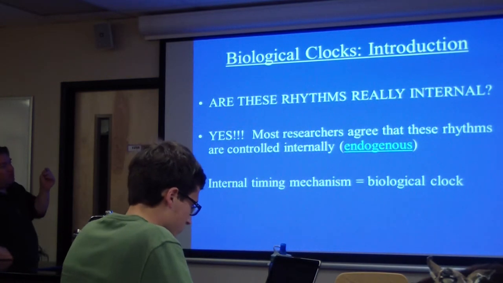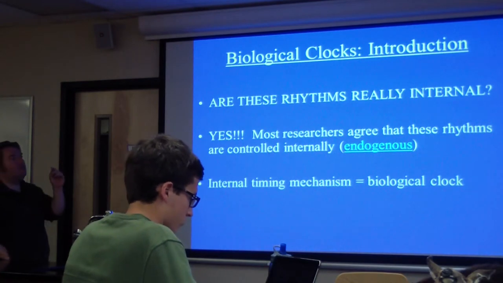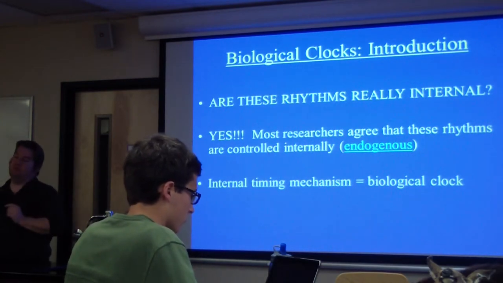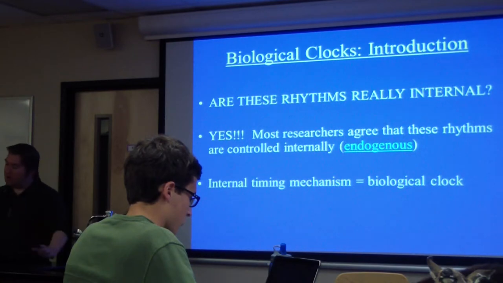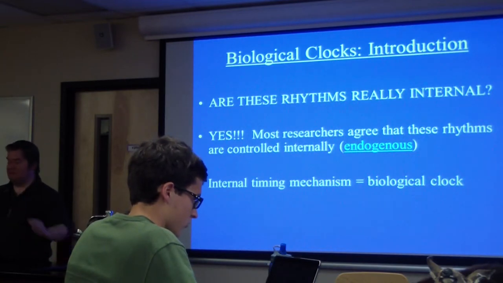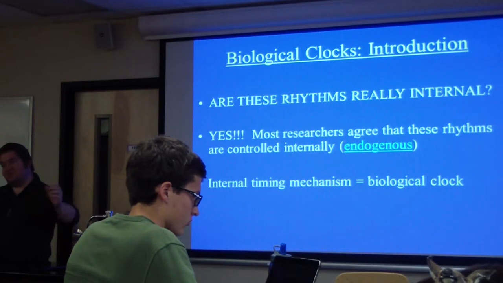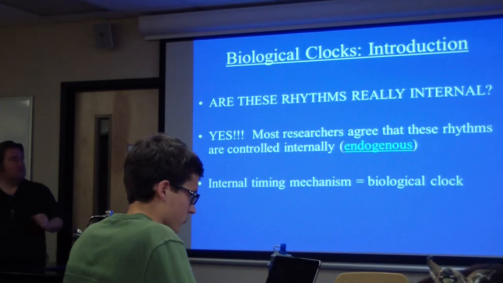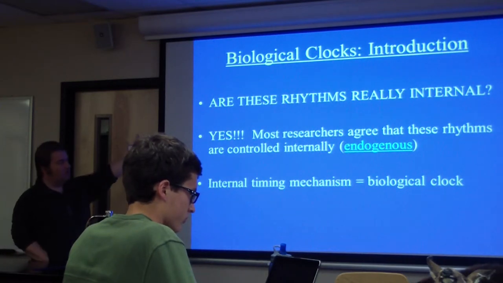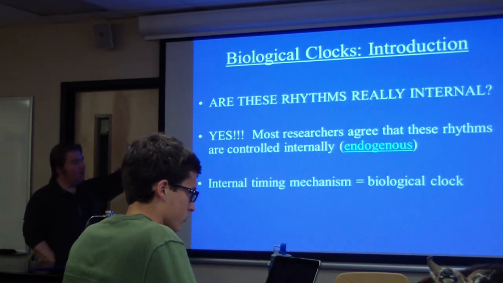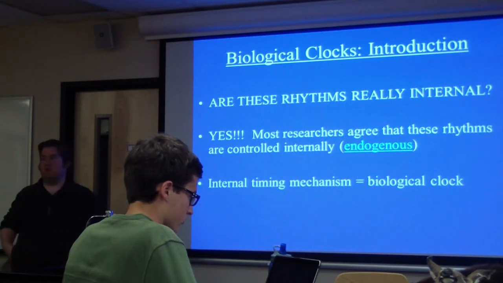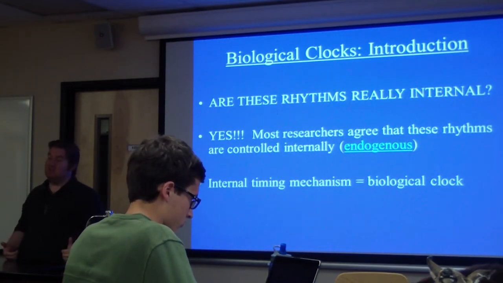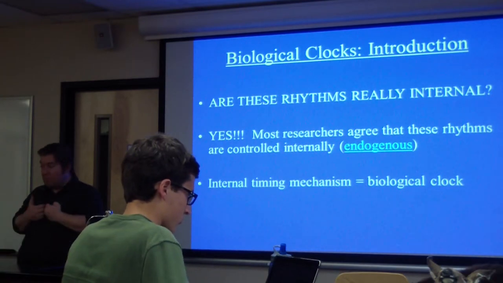Now, the question that researchers are asking is, are these rhythms really internal? I just gave you some simple evidence to suggest that yes, these are internal rhythms. Because if you cut off a plant's access to sunlight and give it constant dim light, it'll still open and close its flowers. It'll still open and close its leaves. So it seems like, and most researchers agree, that these rhythms are controlled internally, or these rhythms are what we would call endogenous. These are endogenous rhythms from within the plant.